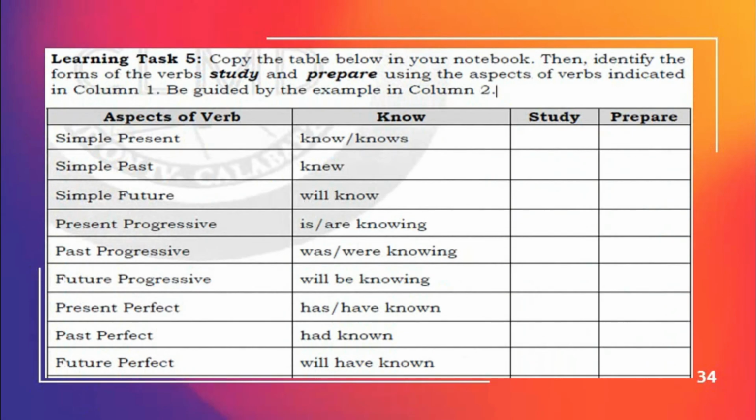Learning task 5. Copy the table below in your notebook. Then identify the forms of the verbs study and prepare using the aspect of verbs indicated in column 1. Be guided by the example in column 2. So we have 4 columns here. First column, the aspects of verb. Second column is the given example. Third column, the word study. Fourth column, the word prepare.